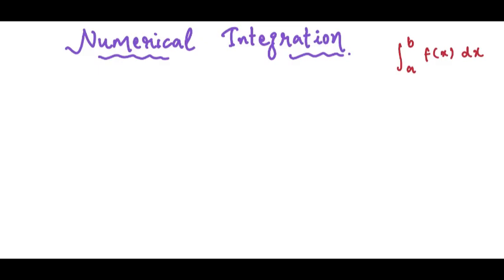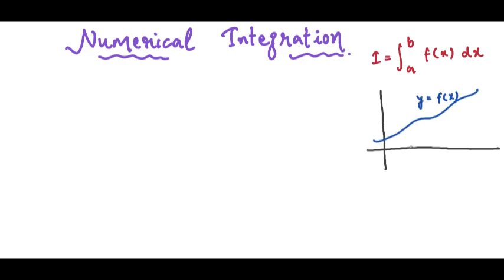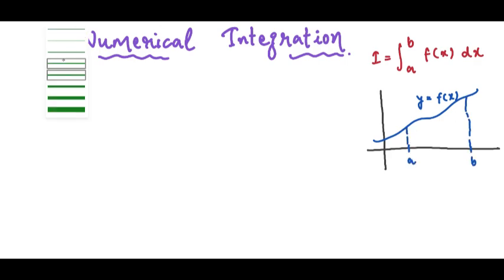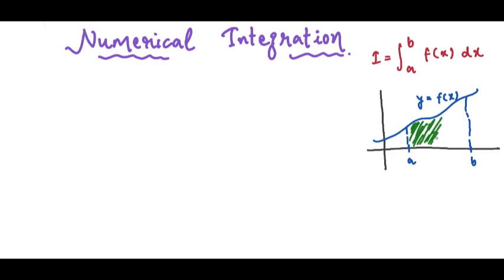Suppose we want to evaluate I equals the integral from a to b of f(x) dx. Geometrically, this integral represents the signed area under the curve y equals f(x) between x equals a and x equals b. If the function is simple, we can find this area exactly. But if the function is complicated, instead of finding the exact area analytically, we can approximate it using numerical methods. The basic idea is this: replace the complicated curve by a simple approximation and calculate the area under that approximation.